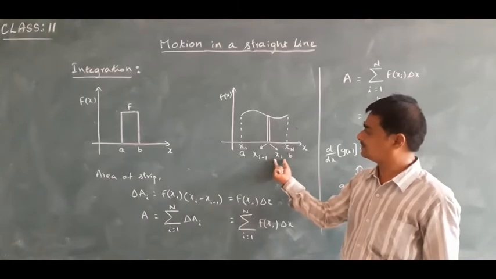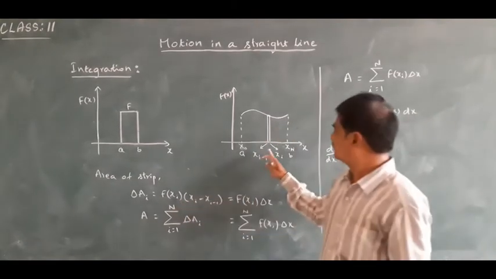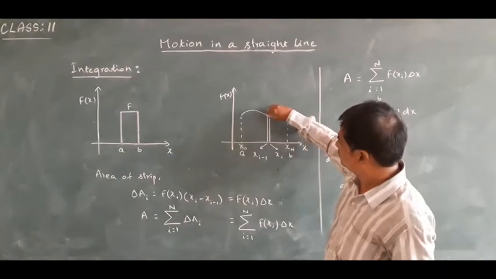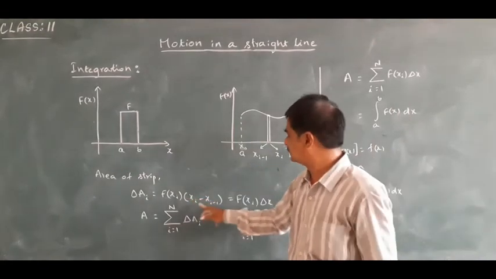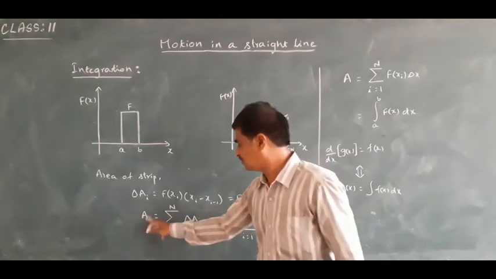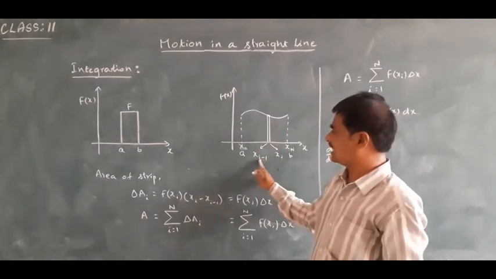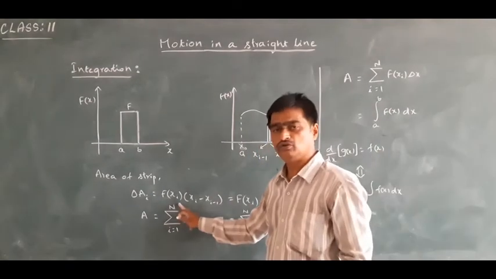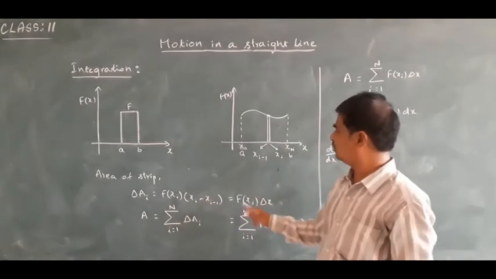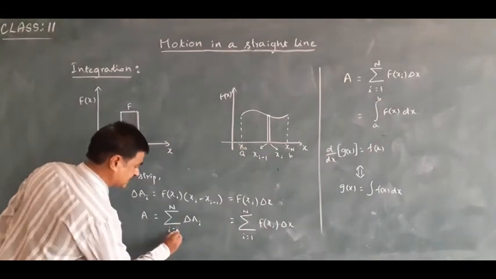Then the area of the strip is written as f of x i, the value at x i, into the change of x, that is f of x i into delta x. Therefore, the total area means we have to sum up all these elements from 1 to n, or 0 to n.